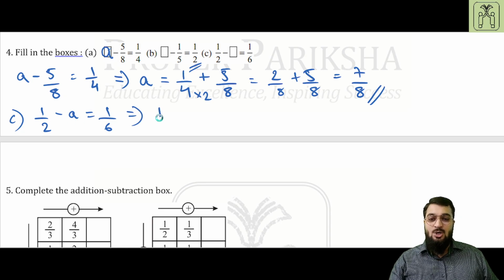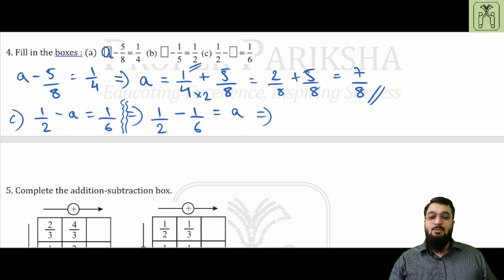So what you will do, you will take 1 upon 6 on the left side and A on the right side, and that will give 1 upon 2 minus 1 upon 6 is equal to A. 1 upon 6 was positive, therefore it became negative, and A was minus, so it became plus. And this implies, whenever we write this implies we have to change the line.